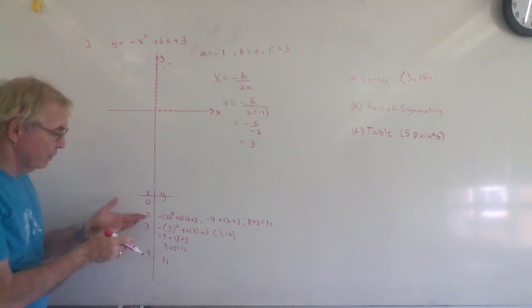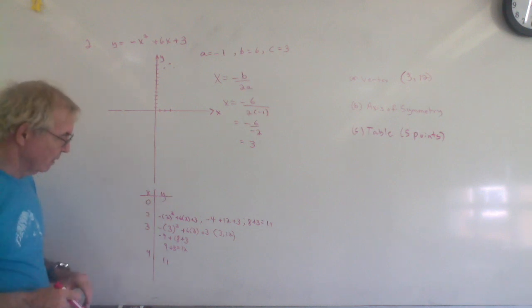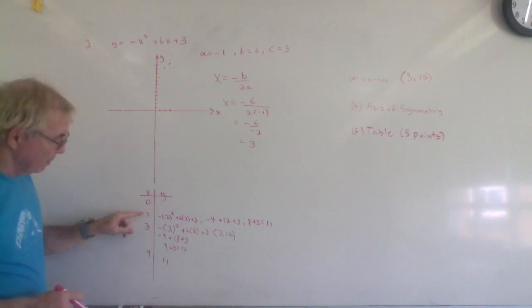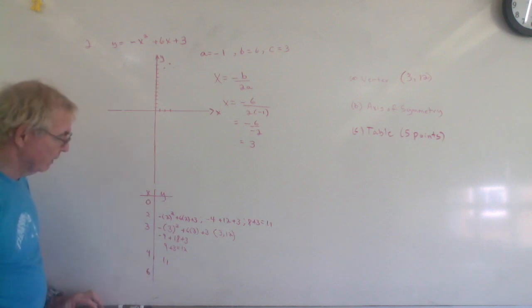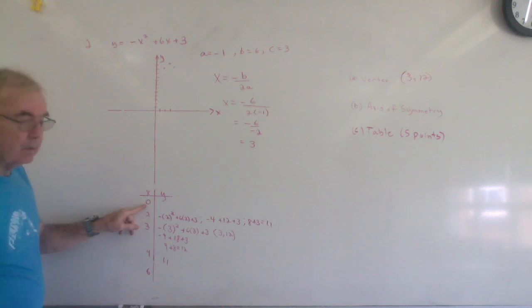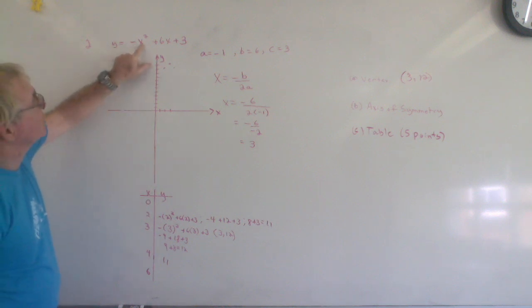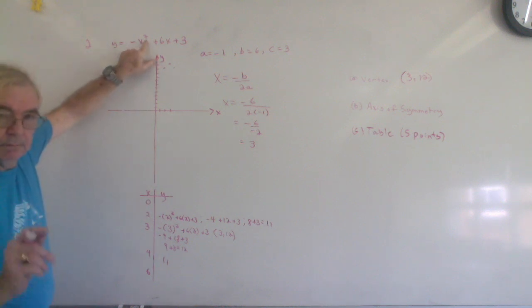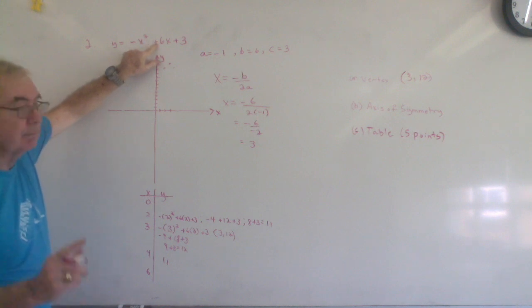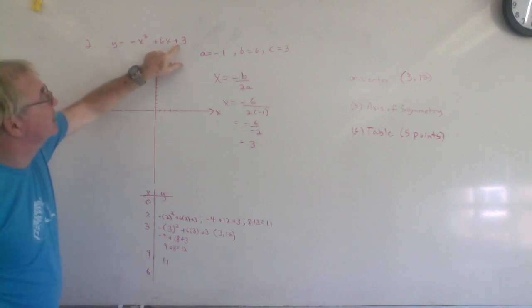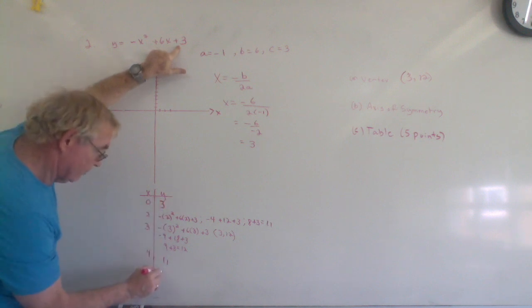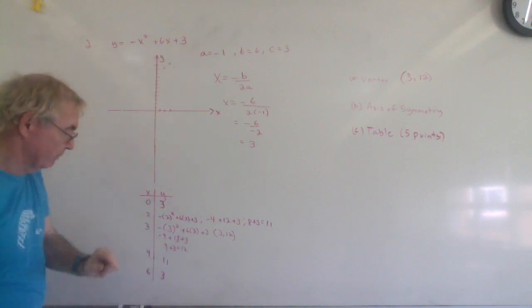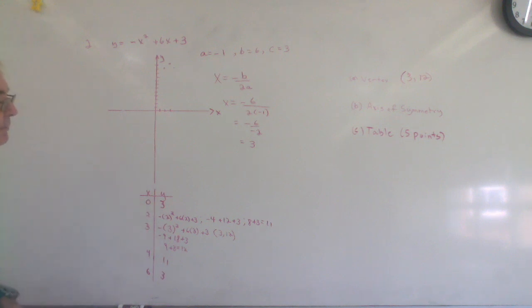So why not jump 2 to 0? Now, if you don't want to use 2, you use 1. But if I jump 2 this way, I'm going to jump 2 this way. That's going to be 6. And if you put 0 in there, we can do that. What's 0 squared? 0. 6 times 0? 0. Plus 3. So this is 3, and this is 3. So we have our 5 points.